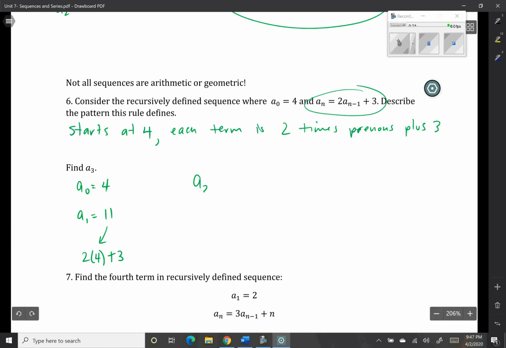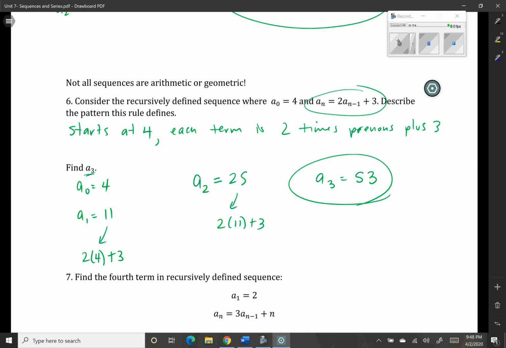So if I want to find the third term of the sequence, a sub 2, I would have to say 2 times the previous term. Well, the previous term is 11. 2 times 11 is 22, plus 3 makes 25. Again, what I did to find that was 2 times 11 plus 3. That's the previous term. To find the fourth term of the sequence, a sub 3, which is what they wanted us to find anyway, we would say 2 times the previous term. 2 times 25 is 50, plus 3 is 53.